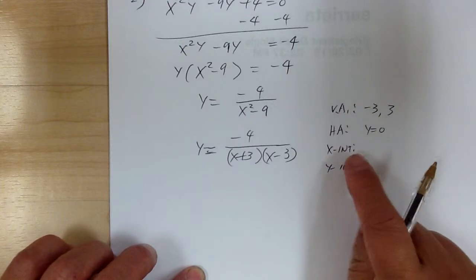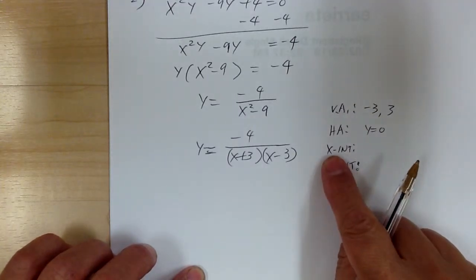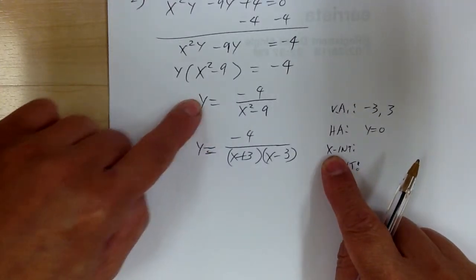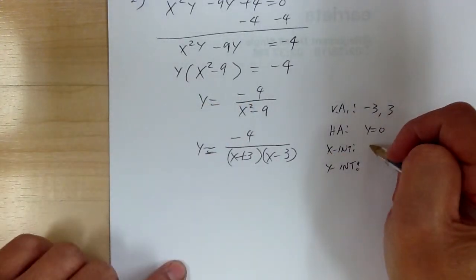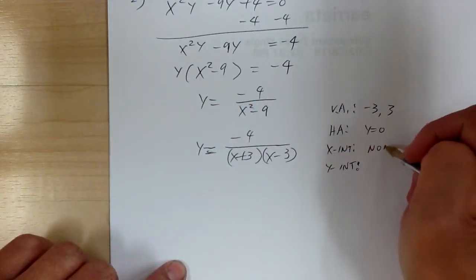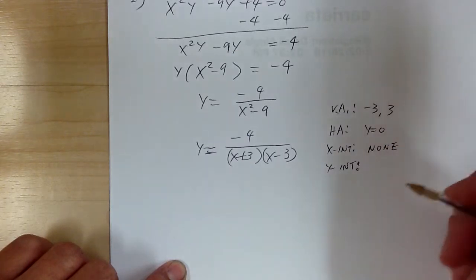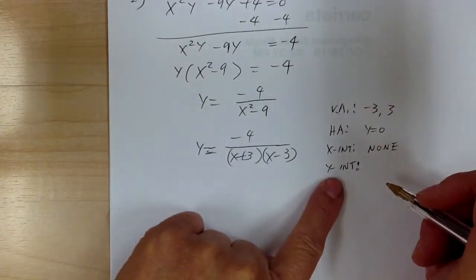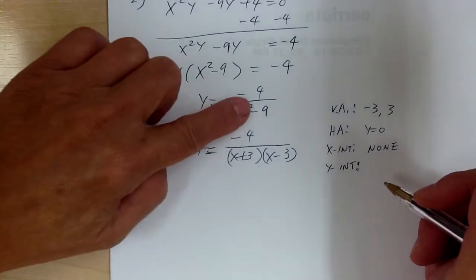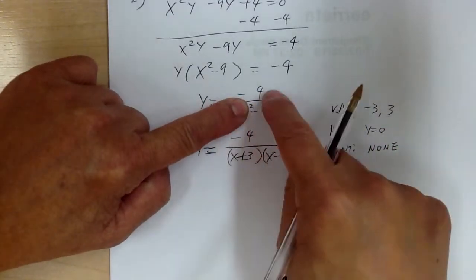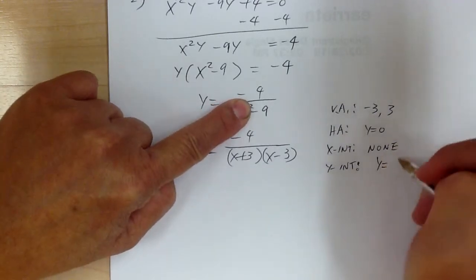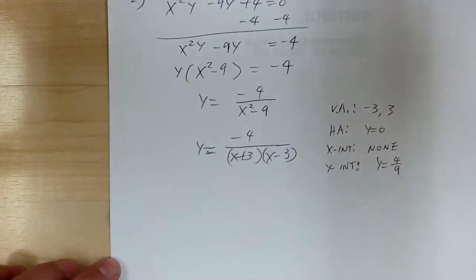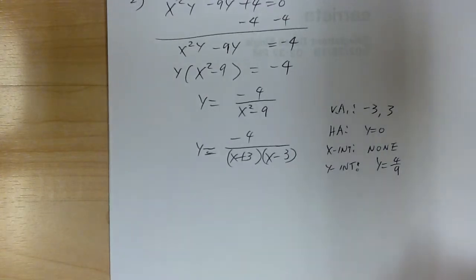So to find the x-intercept, you set y equal to 0, you cross multiply, you're going to get 0 equal to -4. So there would be none. Next one, to find the y-intercept, you set x equal to 0. So when you set x equal to 0, you're going to get -4 over -9. So y equal to 4 over 9. So from here, you can go and sketch.